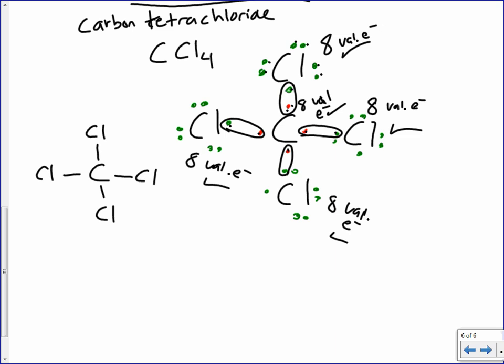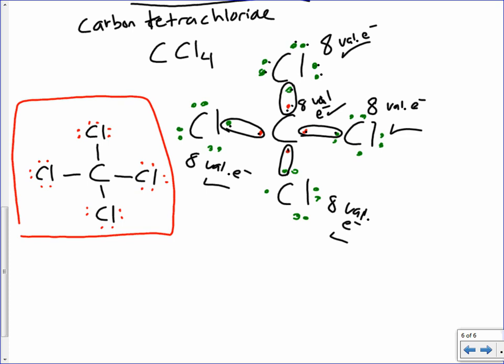Last step is you draw in all the electrons that are not involved in the bonding. So let's go ahead and draw those in. Okay? Each chlorine should still have 6 that are not participating in the bond. Carbon is sharing all of its electrons. So there we go. Here is the Lewis dot structure for carbon tetrachloride. We went through a lot of work there, but once you get used to it, you can do this pretty quickly.